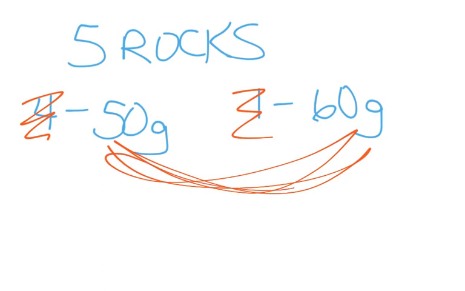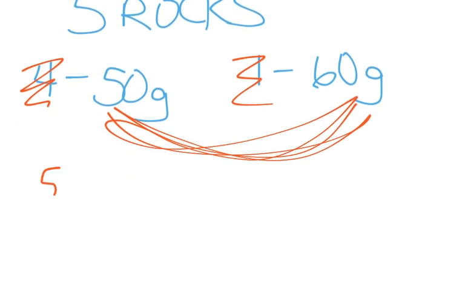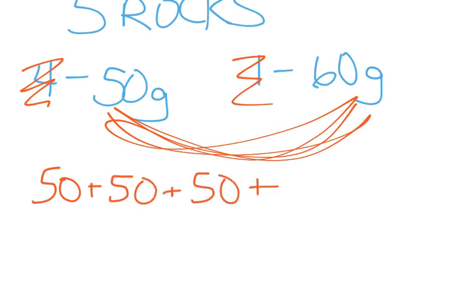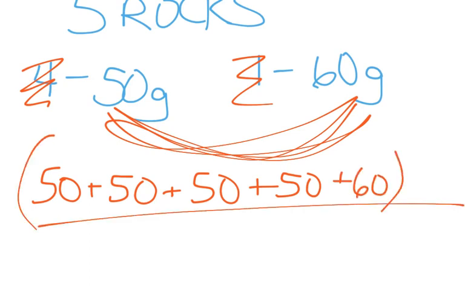I'm just going to average these numbers together. Of course you're not going to do that, okay? You're going to say, okay, I got 4 of them that are 50 each, so 50 plus 50 plus 50 plus 50, and then 1 of them that's 60, so I'm going to add all that together. I'm going to divide it by how many rocks I have. That's 5. So my average is going to be 52 grams, right?